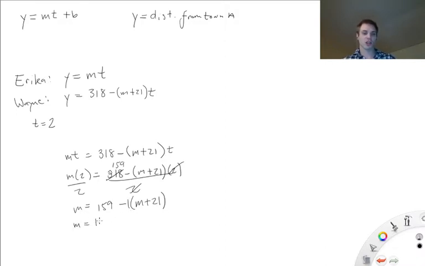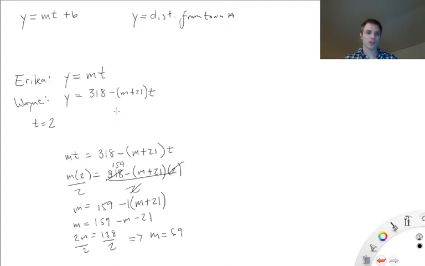So this is going to give us m equal to 159 minus m minus 21. Okay, so we are going to add m to both sides, which gives us 2m equal to 159 minus 21. 159 minus 21 is 138. Now we divide both sides by 2, and this tells us that m equals 69. M equals 69.